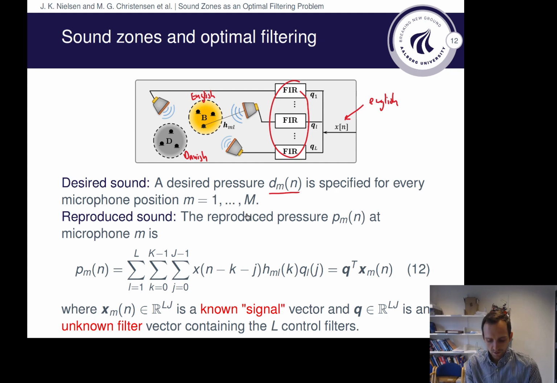All right, so in order to solve this problem with two bright zones, we simply have to solve the case of a bright zone and a dark zone. So in the rest of this talk I'll only look at this situation where we have one bright zone and one dark zone. Okay, so I've talked already about this desired signal here, dm of n.